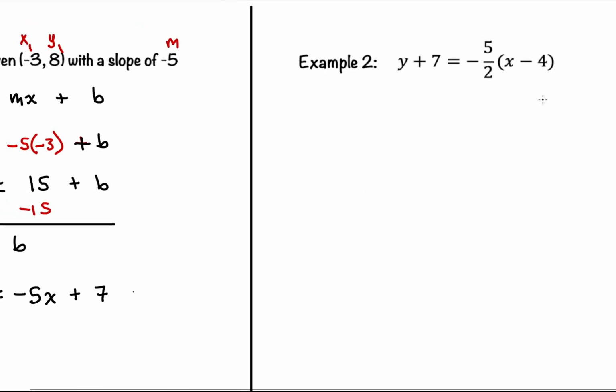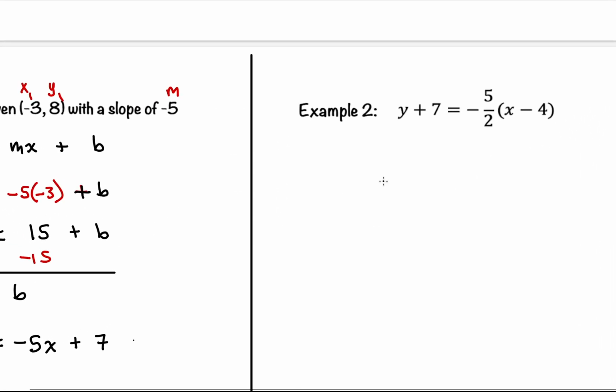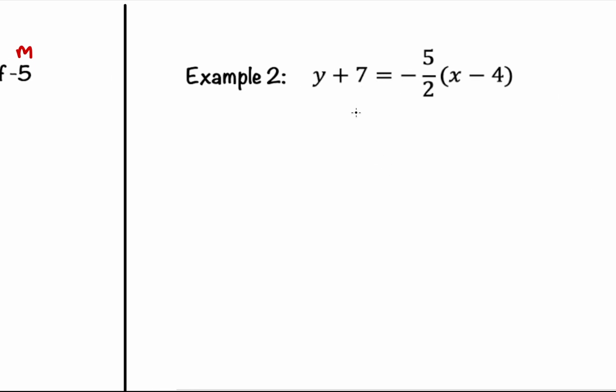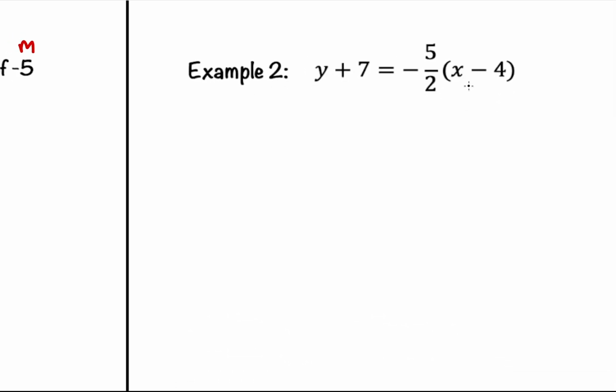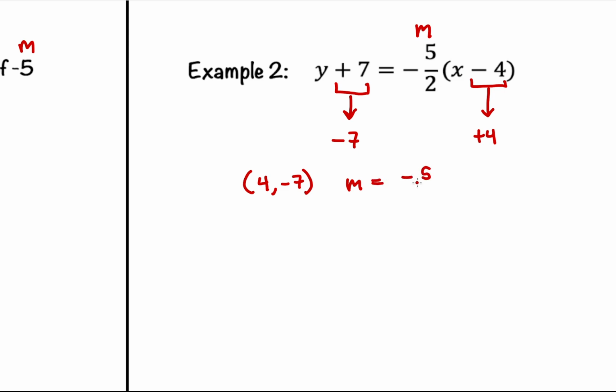Okay, well, what about in example 2? Example 2, we have y plus 7 equals -5 halves x minus 4. Well, they did not give us the y-intercept. They didn't tell us outright what the point is, but we do know what the slope is. That's the nice thing about this. What I can do is pull the point out. Remember, when you push the point in, you change the sign, so when you pull the point out, we're going to change the sign again. So the point that we're going to be working with is 4, -7, and our slope is -5 halves.